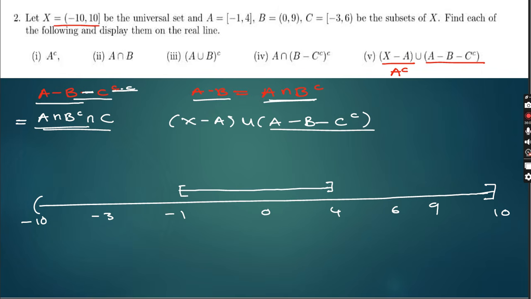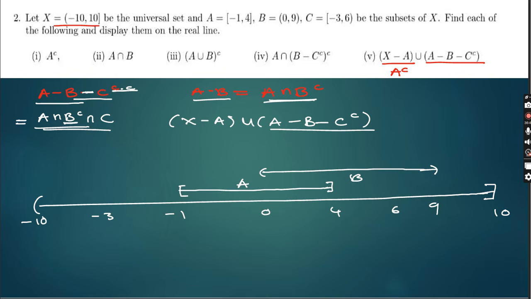What about our B? Our set B is running from 0 all the way to 9, and both are not included. All right. So when it comes to B, what we want here, we have A. Yes, it is what we want, but B is not what we want.